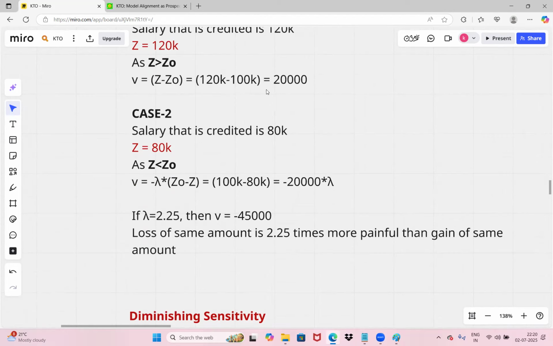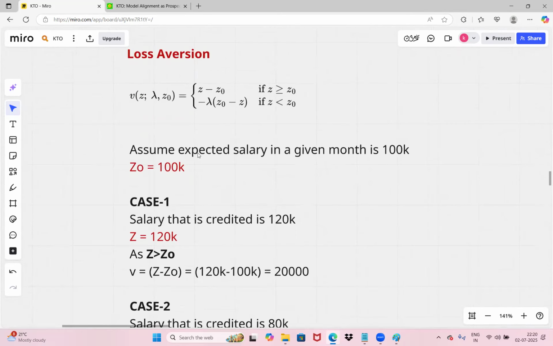Value of human experience in the first case is 20,000. Value of human experience in the second case is minus 45,000. So loss of the same amount is 2.25 times more painful than gain of the same amount. How are we achieving this? We are achieving this by using something called lambda. Because of negative lambda, you are creating that additional intense negative experience in this case. So now I hope this is clear. This is how we derive V when we consider only loss aversion.